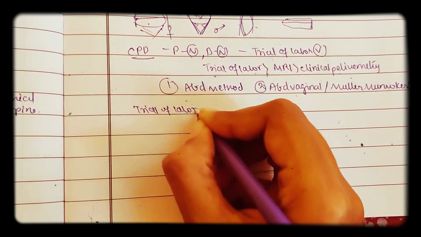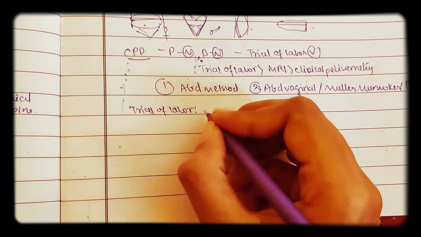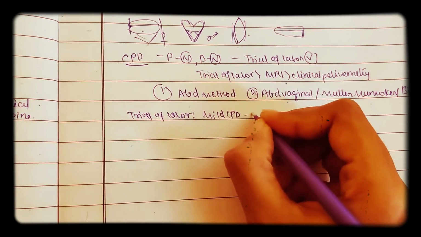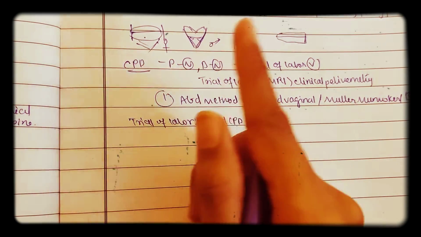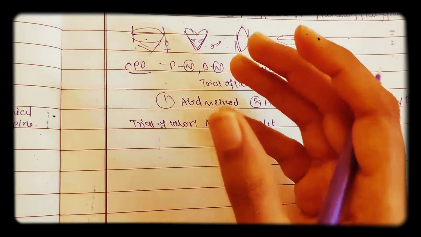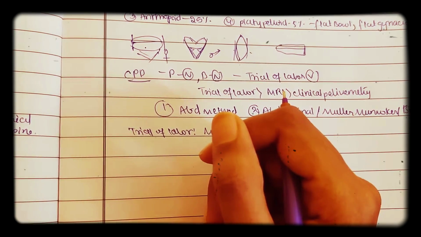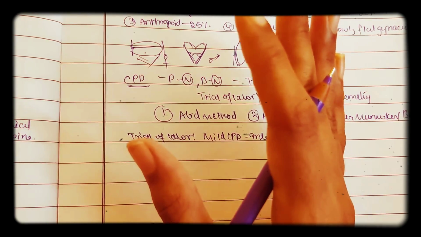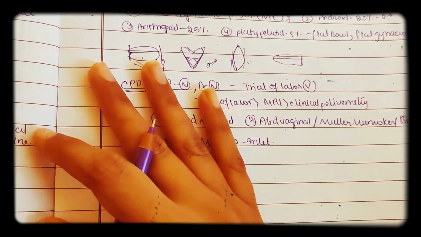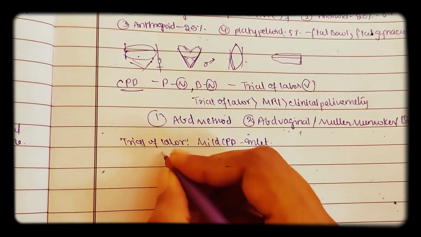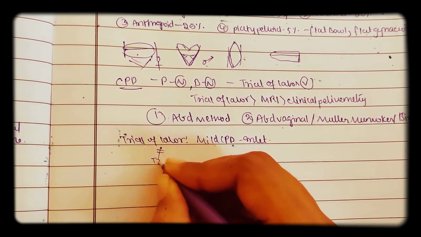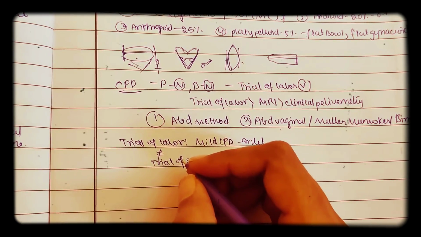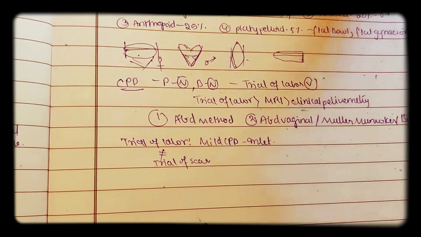trial of labor. The trial of labor is done only if there is mild CPD. So if it is only mild CPD, then you can do the trial at the level of the inlet. Okay, it is not done in the case of severe CPD, and it is also not done in the case of previous cesarean section patient even if there is mild CPD. Remember, even though the patient has mild CPD, if she has had a cesarean section previously, then now also we need to do a cesarean section. Remember that. So trial of labor is not done in the case of trial of scar. Trial of scar means a cesarean section was already done. So trial of vaginal delivery in a previous cesarean section patient is contraindicated.